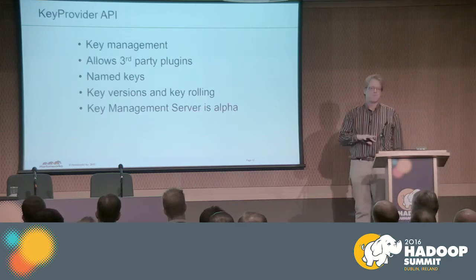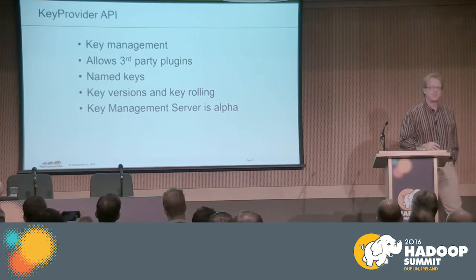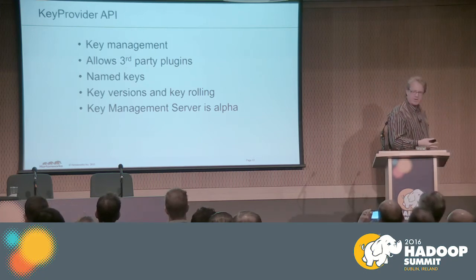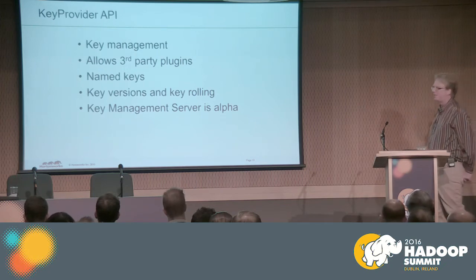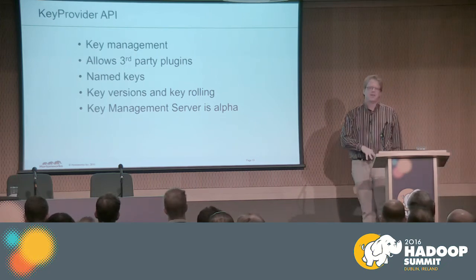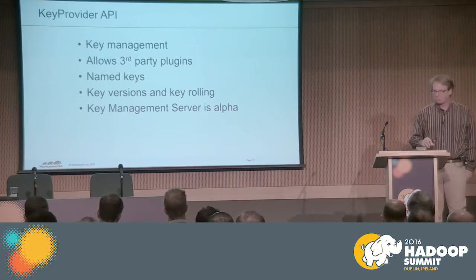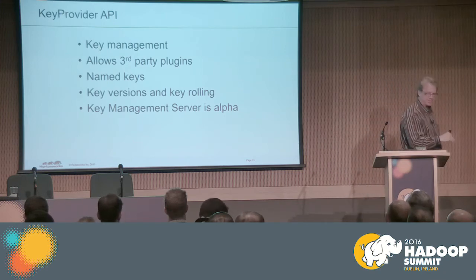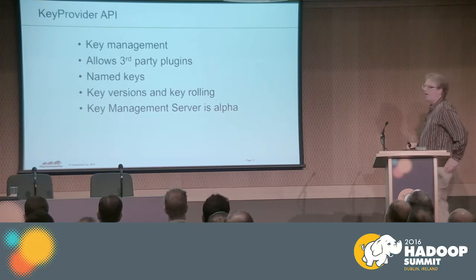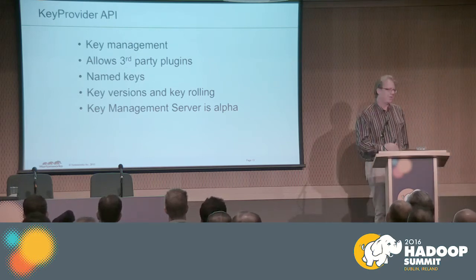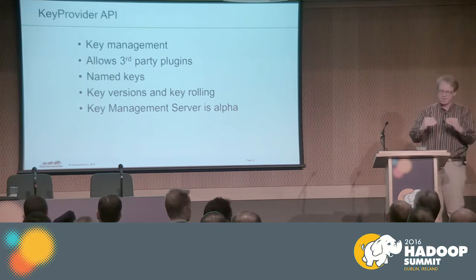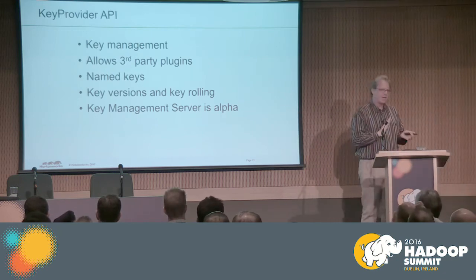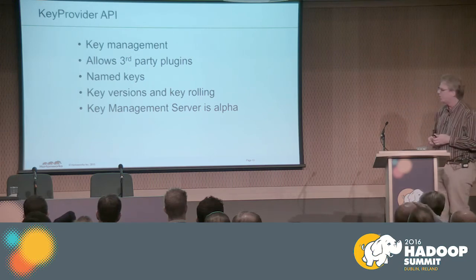Now, not everyone wants to store their keys in the same place, because again, that's a critical piece of infrastructure. And so we created a key provider API, and basically it's a plugin that lets you, as long as you implement that interface, get your keys from wherever you want to. And it allows third-party plugins. It has named keys so that you can have different keys for different parts of your system. It has key rolling so that, for example, if you want to have a version of the key and then roll it because you're worried about the security of the last version, you can roll it and the key management system will remember both keys.